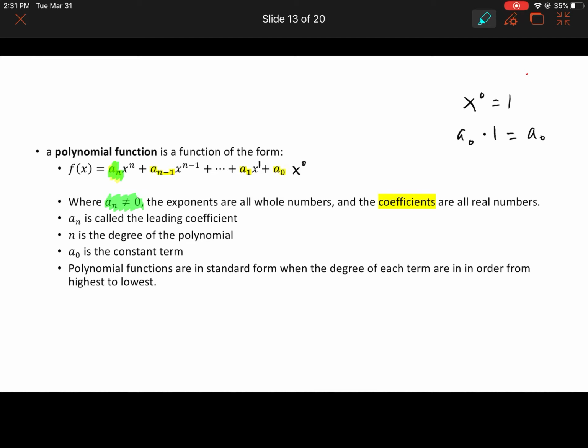The exponents are all whole numbers, and your exponents, just in case you need me to point them out, are these. Eventually they're all going to be whole numbers. 0 is a whole number, believe it or not, or it's an integer, sorry. a sub n is called the leading coefficient.